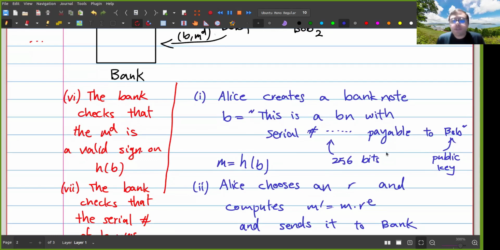Now, the metaphor you can use in this case is that now our banknotes are more like checks. But I guess for your generation, you haven't even seen checks. So probably banknotes make more sense.